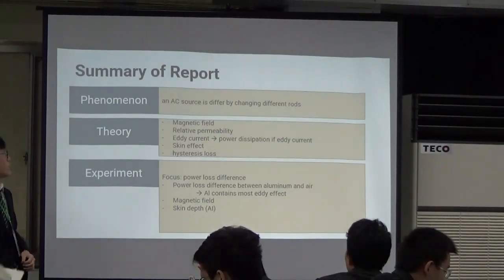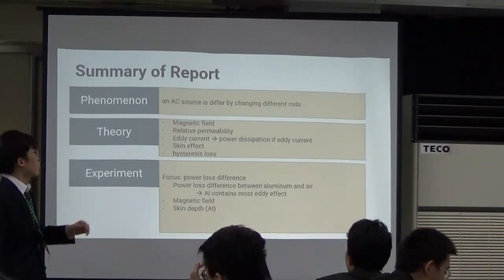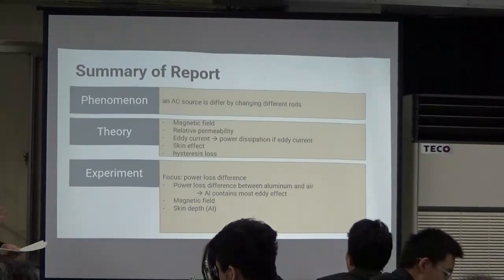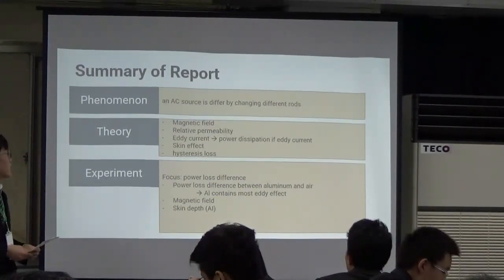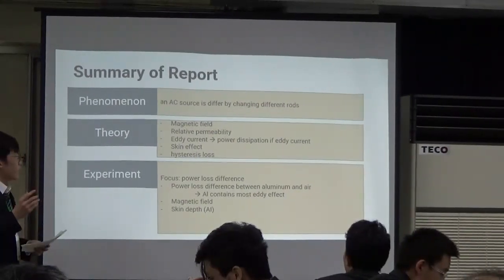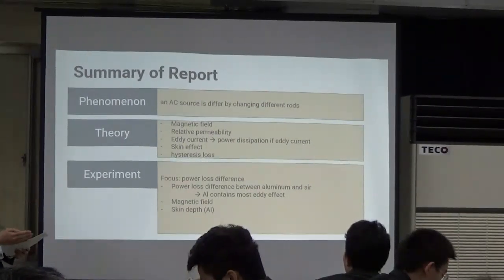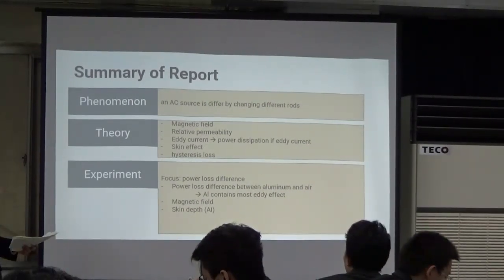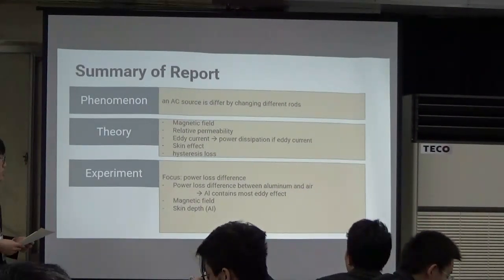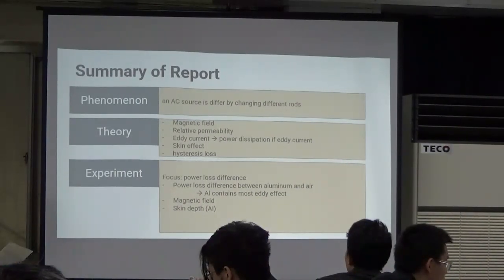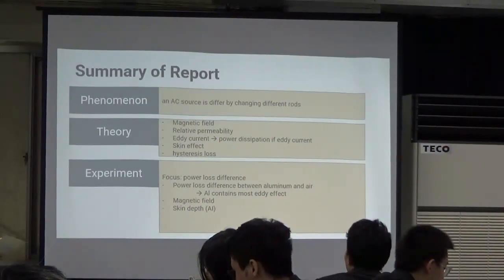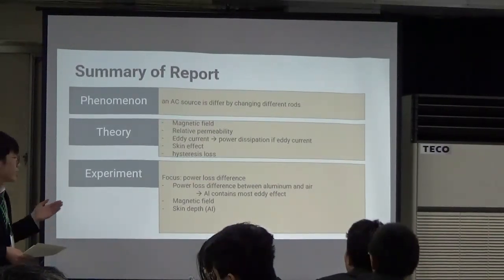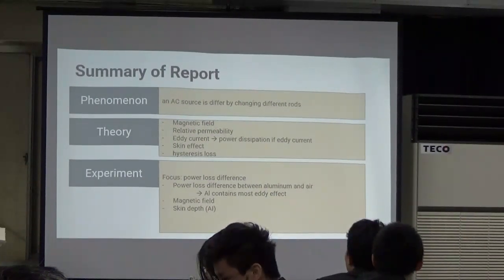And to summarize the report from the reporter, they mentioned the phenomenon is that the AC source response differs by changing the different rods. And the theory is magnetic fields and relative permeability, eddy current, which leads to power dissipation, and also skin effect and hysteresis loss. And also the experiment, they focus on the power loss difference between aluminum and iron, and also the magnetic field and skin depth.